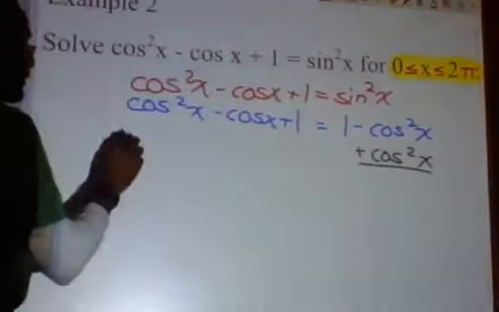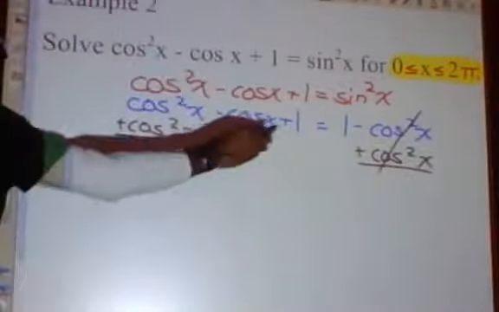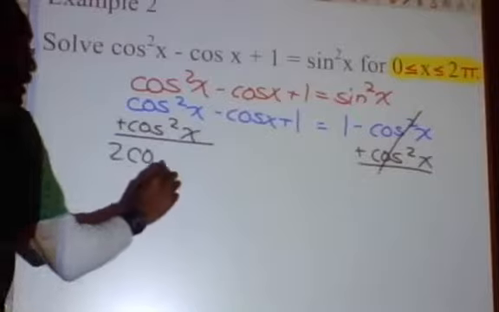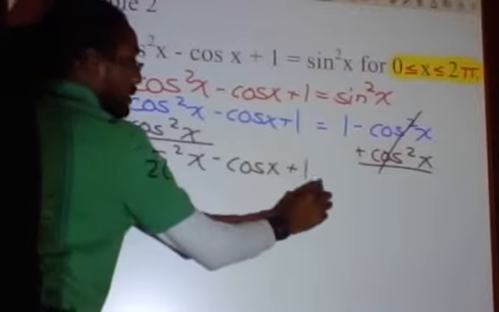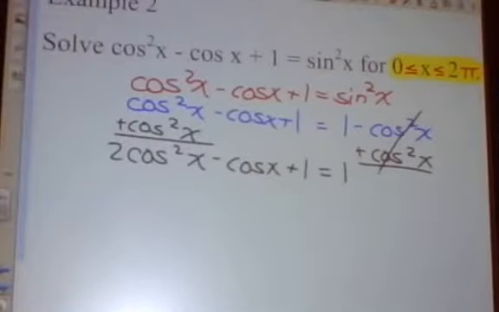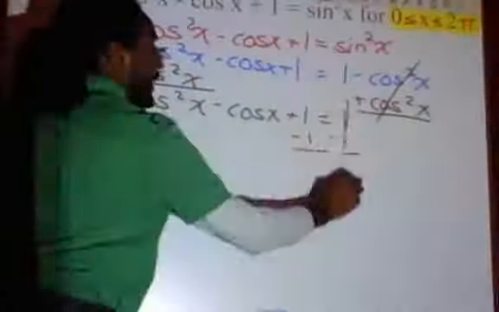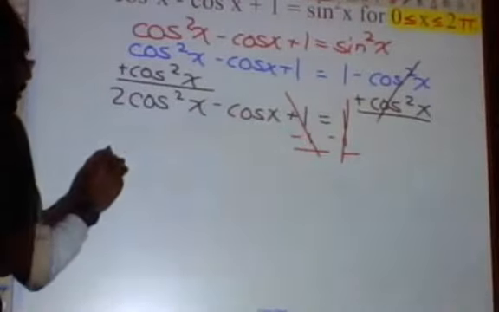So we add cosine squared to both sides. So that cancels, so we're just left with the 1 there. And now on this side, we get 2 cosine squared x minus cosine x plus 1 equals 1. Alright, so let's move that 1 over also. That way we can get equal to 0. So if we do that, we'll go ahead and subtract 1 from both sides. That cancels, and that cancels. So it makes it a little bit easier for us to work with, not hard.